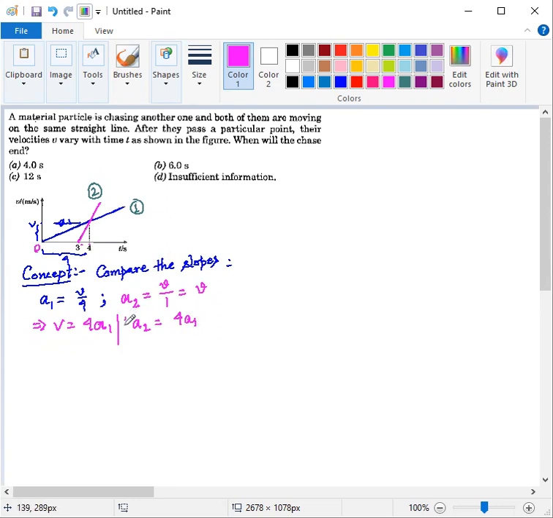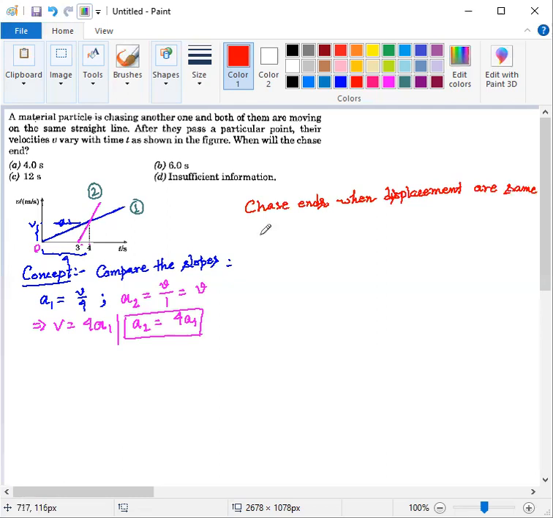A2 equal to, now this is nothing but the relation. Up to now, we established a relation between the two accelerations, that is A1 and A2. Now, we have to think about when the chase ends. The chase ends when displacements are same. Chase ends when displacements are same.